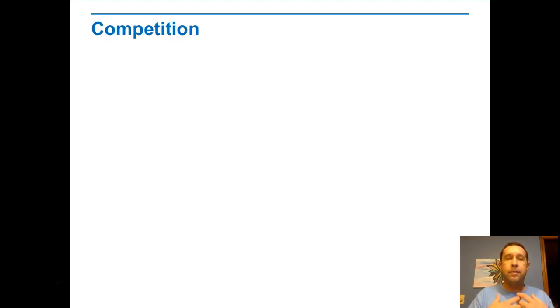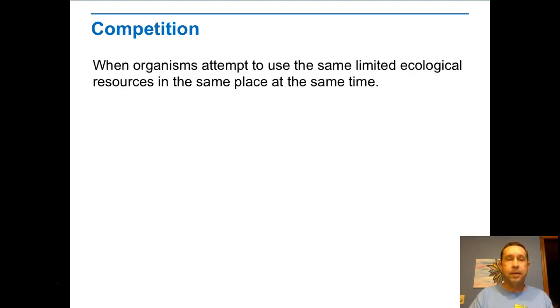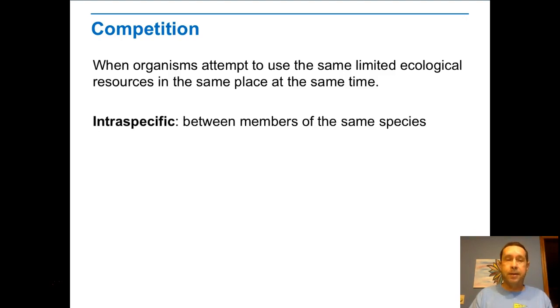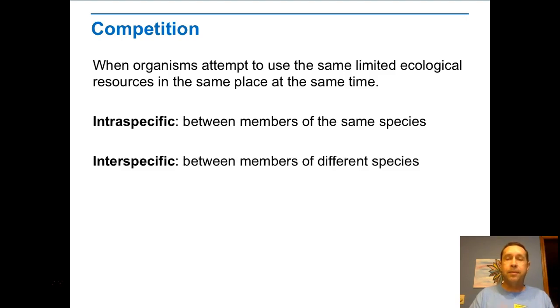So when you have different individuals competing for the same resources, it creates competition. That's when organisms attempt to use the same limited ecological resources in the same place at the same time. As long as there's enough of it to go around for everybody, there's no competition. But when there's a limited amount and not enough to go around, it creates competition. There are different kinds of competition. If it's between members of the same species, that's called intraspecific competition. That's the most intense type because they need exactly the same resources. If it's between members of different species, they may be competing for some things, but not for everything they need. That's interspecific competition.